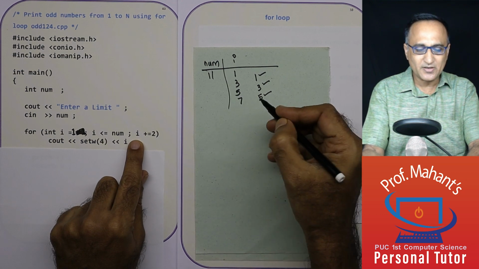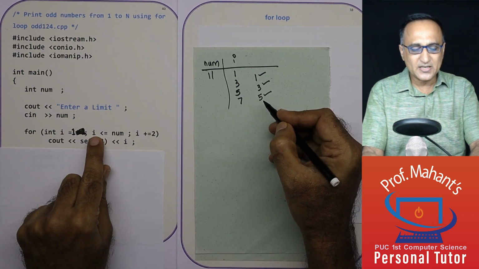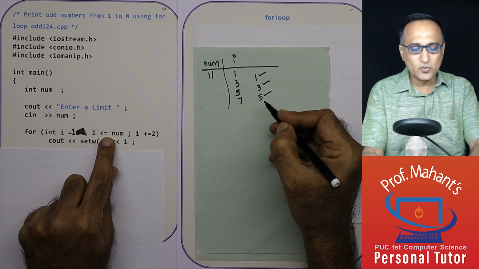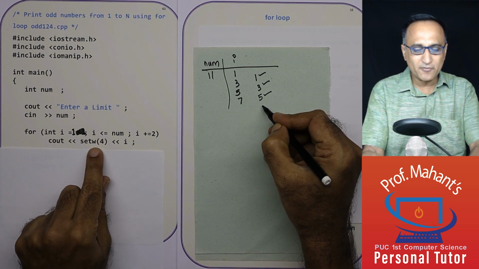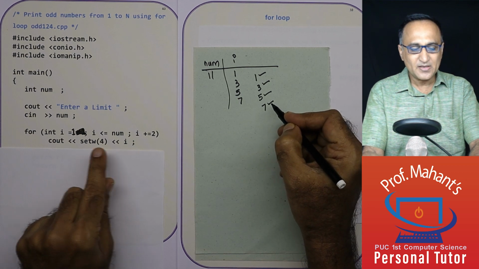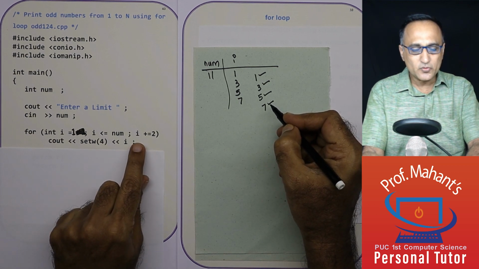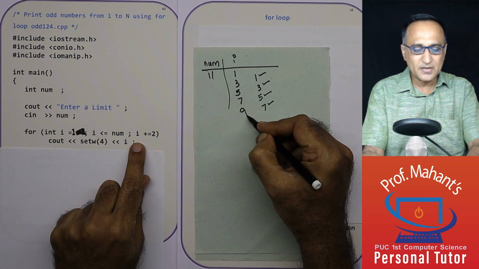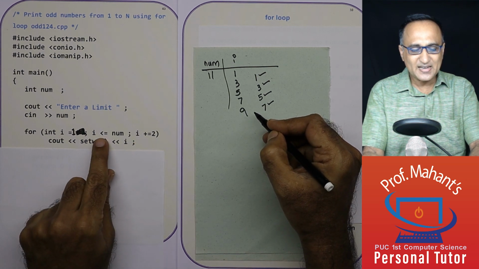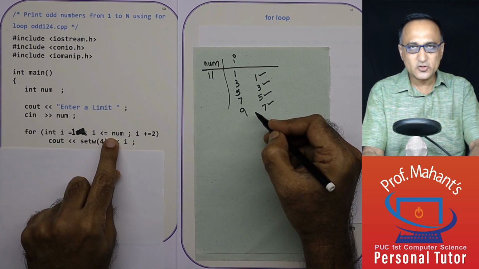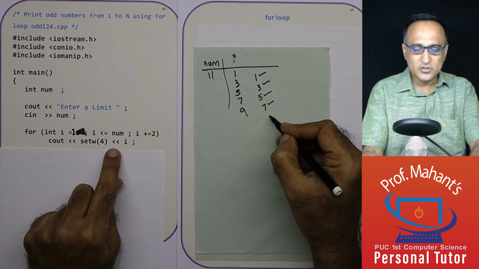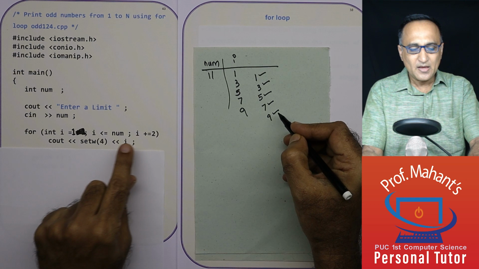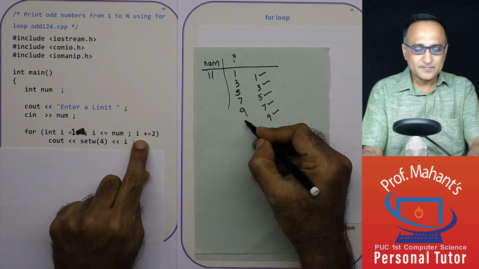It becomes 7. Again, I come back to this condition. Is 7 less than or equal to 11? It's true. I come back here and print the value of I, which happens to be 7. Then I is now equal to 7 plus 2. I ends up becoming 9. Is 9 less than or equal to 11? It is true. Then I come here again and print the next value of I, which happens to be 9. I now becomes 11.